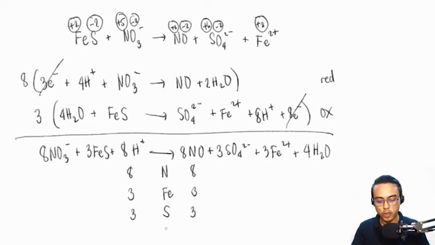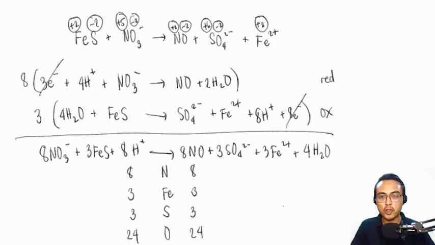And lastly, for oxygen, this is 8, 16, 24 in the reactants. And in the product, you have 8 plus 12, that is 20, plus 4, you also have 24. Therefore, we have satisfied the mass balance criteria.